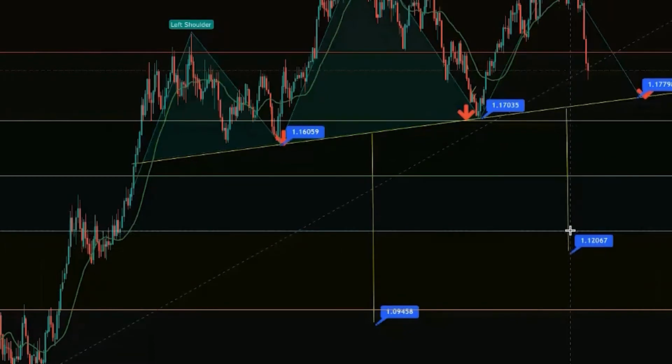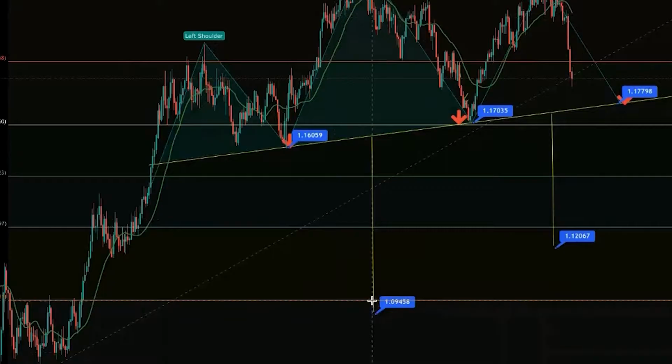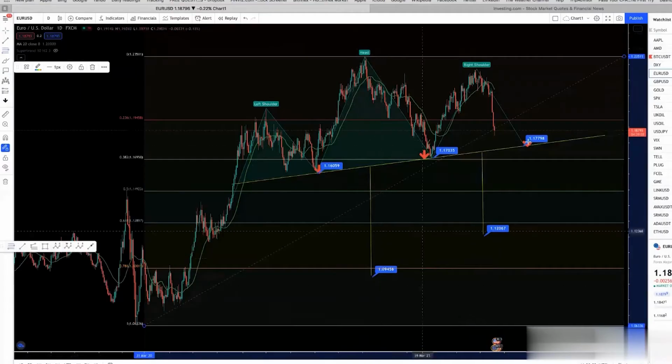So 1.128 or 1.129 would be a fair target for euro dollar when it comes down, and the farthest that it could go is just below 1.10. Okay, so we've drawn manually the targets, and we've also tried to verify these targets using Fibonacci levels.